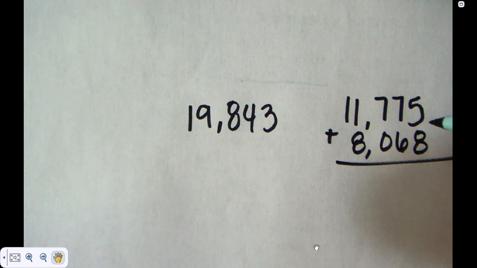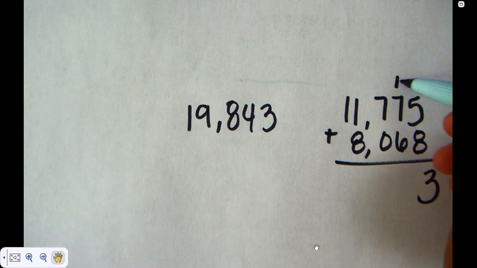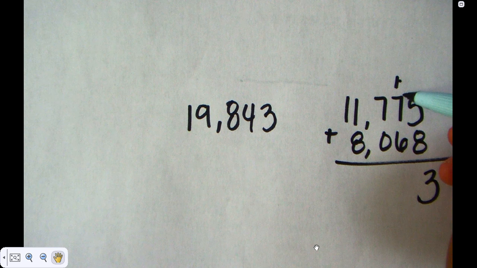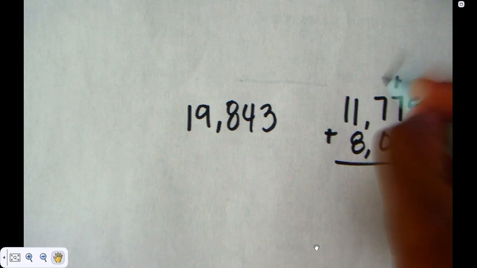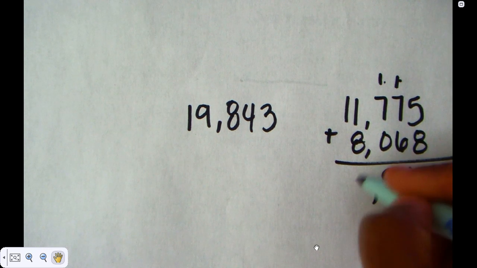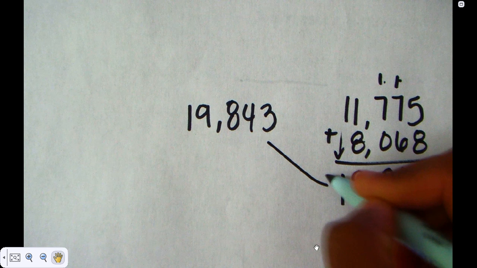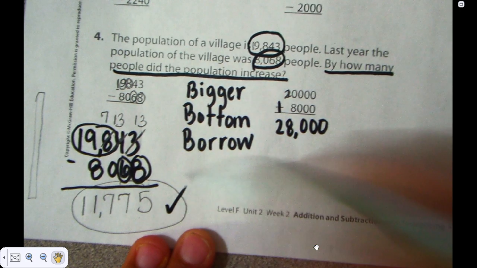Okay, so 8 plus 5 is 13. Carry the 1. I know 1 plus 6 is 7. 7 plus 7 is 14. Carry the 1. 7 plus 1 is 8. 8 plus 1 is 9. And I drop that 1 down. My answers match, which means this difference that we got here is correct.